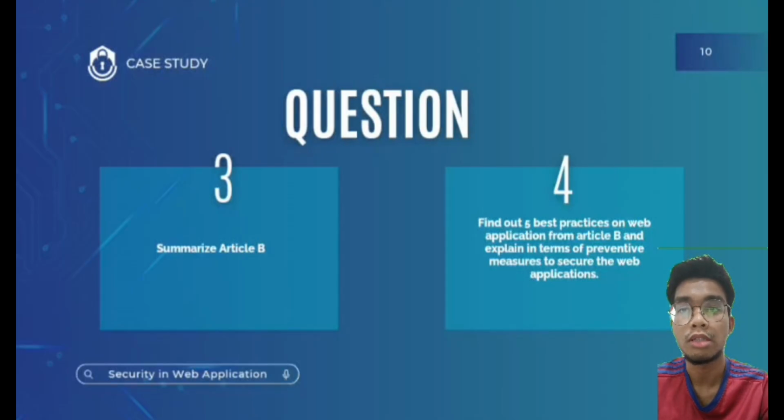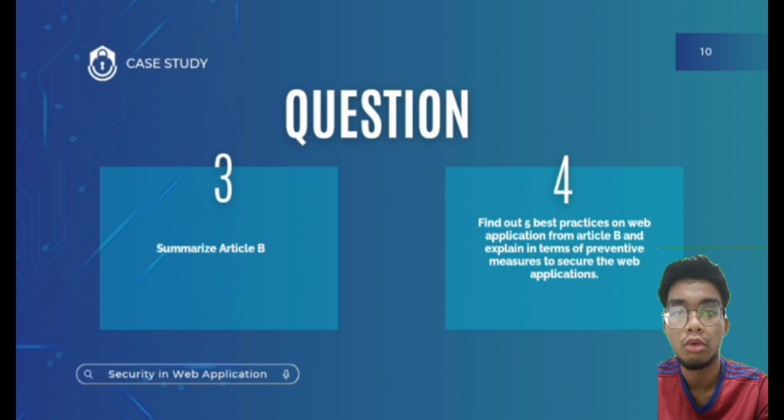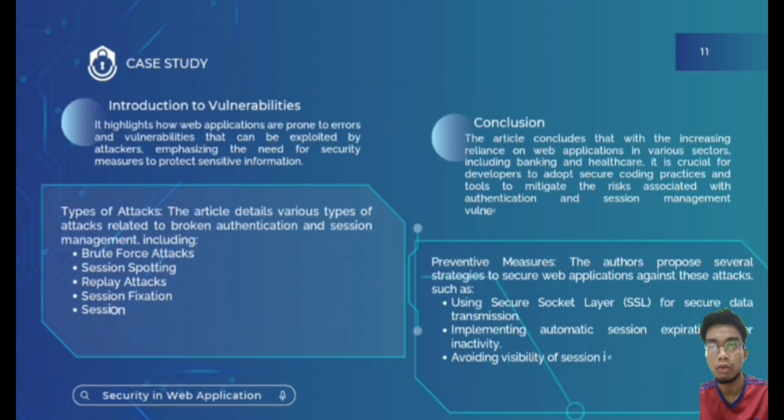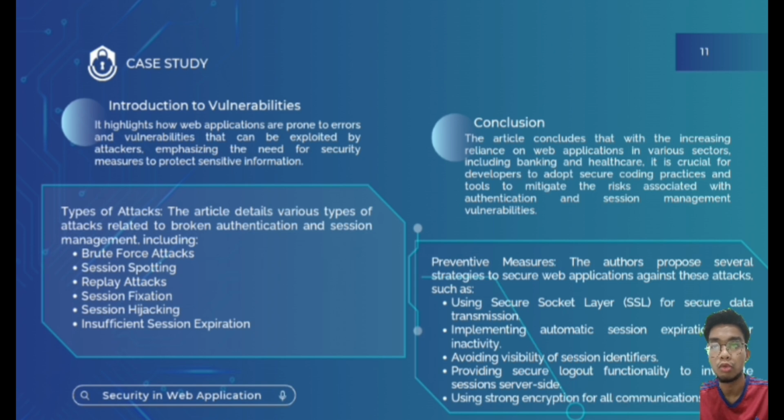For question number 3, summarize article B. And for question number 4, you need to find out the 5 best practices on web applications from article B and explain them in terms of preventive measures to secure the web application. From article B, we can summarize the introduction of web vulnerabilities. It is to highlight how web applications are prone to errors and vulnerabilities that can be exploited by attackers, emphasizing the need for security measures to protect sensitive information.